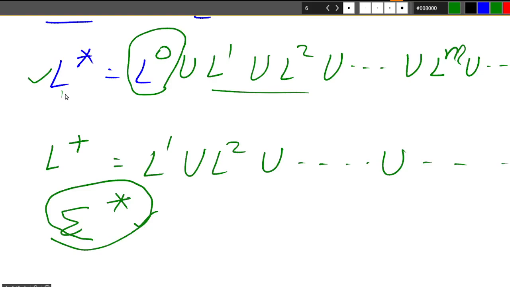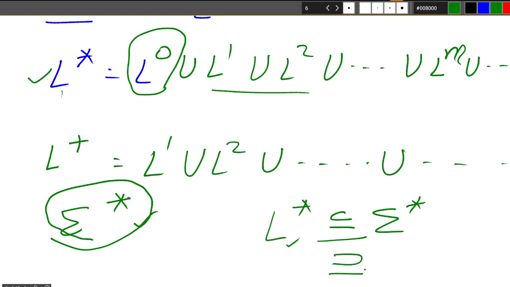Now the question is whether this L, Kleene closure of L, and the universal language, what is the relation between them? Whether this is a subset of it or a superset of it. What do you think? Tell me. Some of you have to answer. Let me, okay, name Chavi Rana.